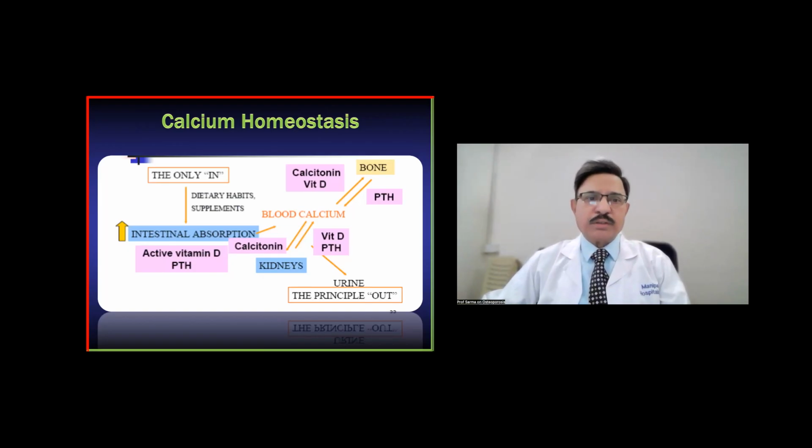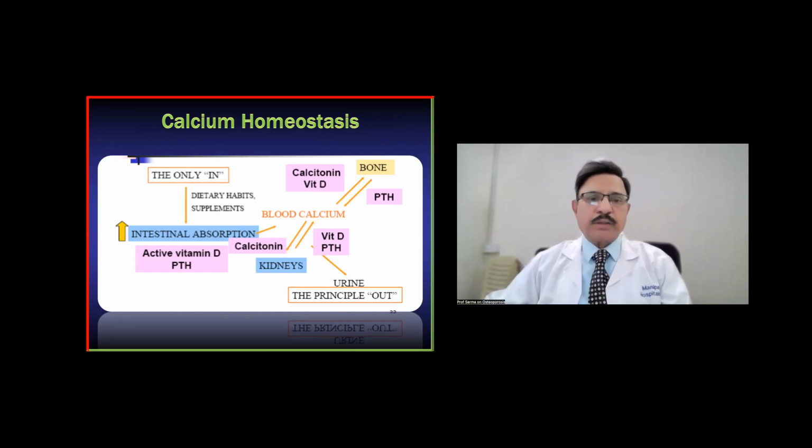Calcium homeostasis: intestinal absorption is facilitated by activated vitamin D and parathyroid hormone. Parathyroid hormone and vitamin D are essential for intestinal absorption of the food intake calcium. Dietary habits and supplements are only in, there is usually no out from the intestine. The absorption is facilitated by active vitamin D and PTH. And of course, calcitonin, which is from the C cells of the thyroid.